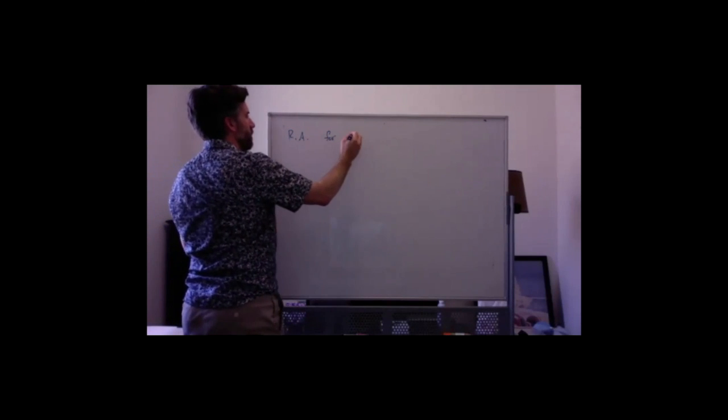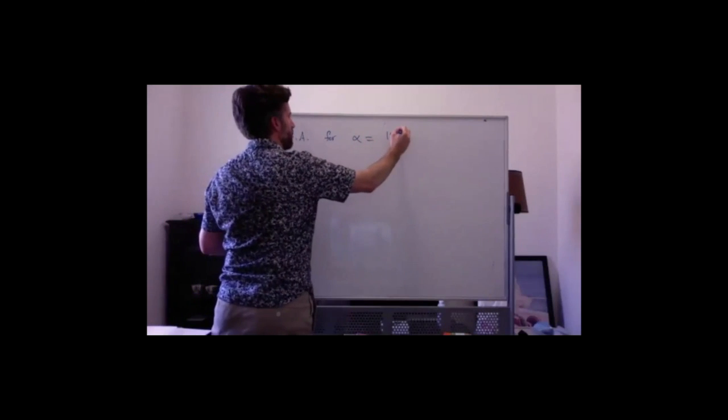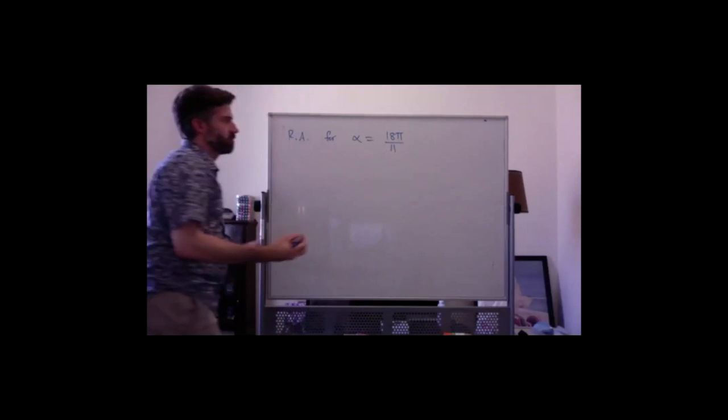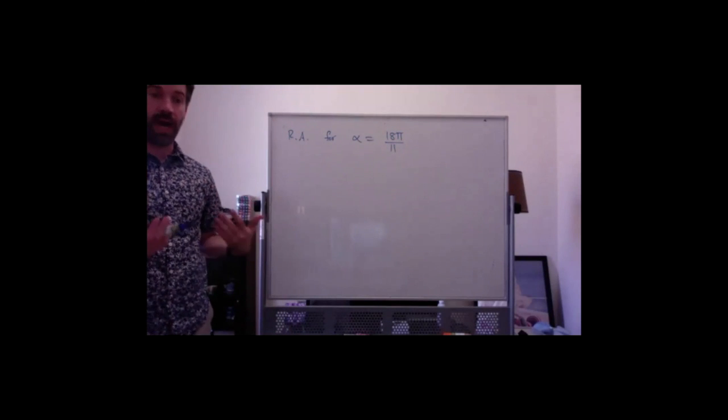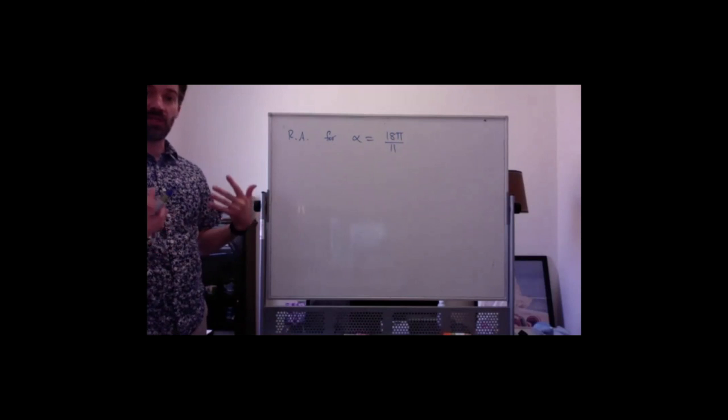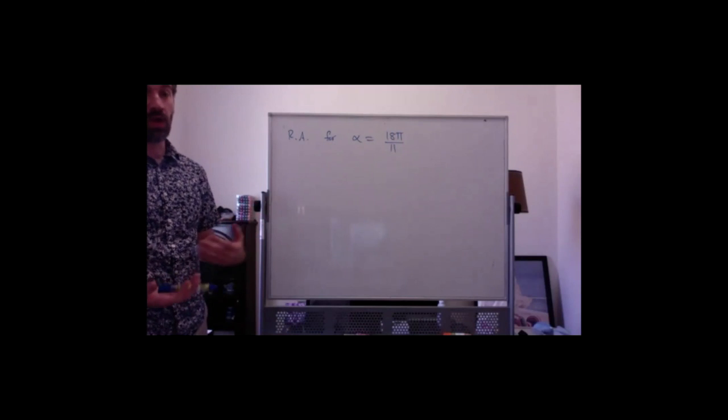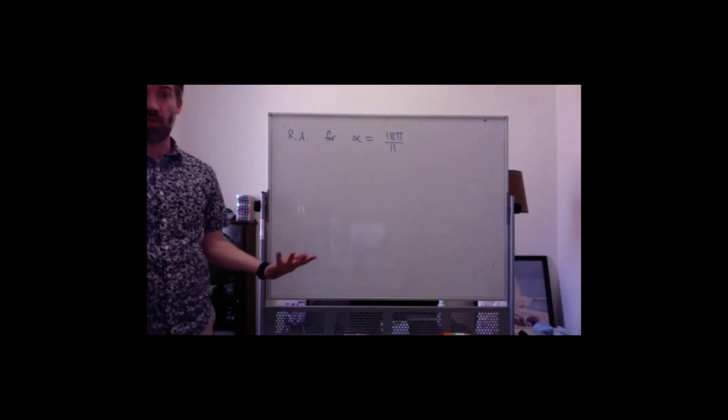I don't know if I love that example there. Let's do it anyway. Let's do 18 pi. So reference angle for alpha equal to 18 pi over 11. Again, definitely bigger than 1 whole pi. Definitely less than 2 whole pi. So we know we're somewhere either in quadrant 3 or quadrant 4.